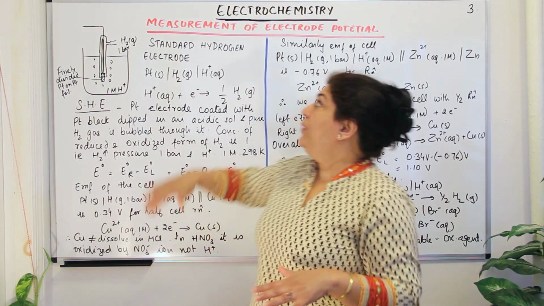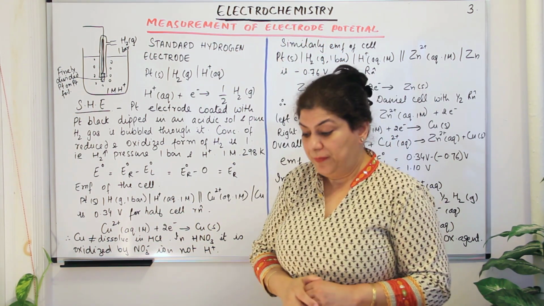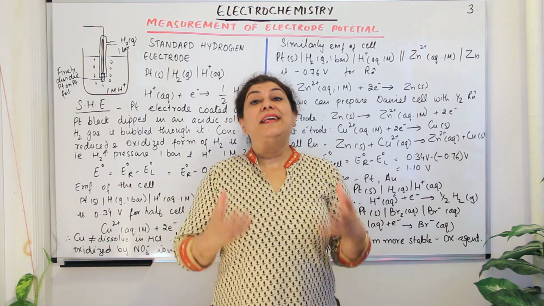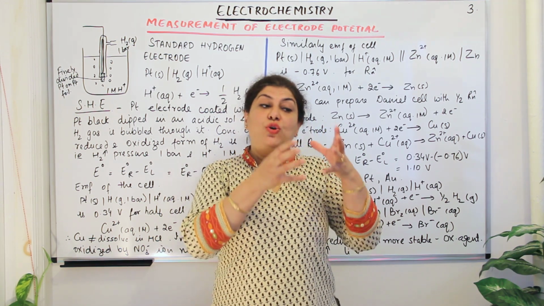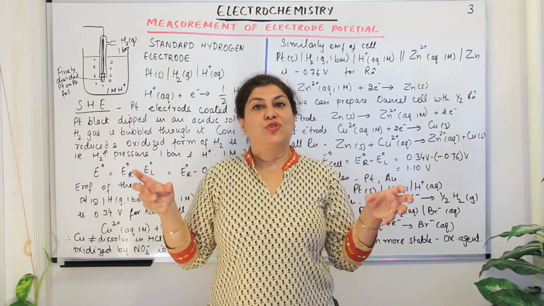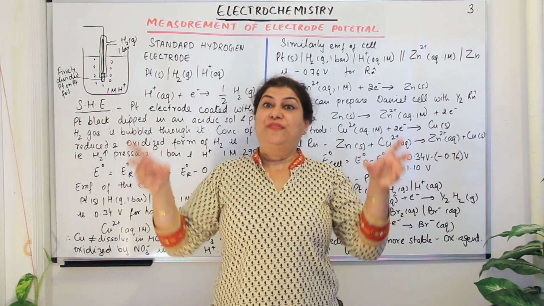Now, in this video, we are going to study how we measure the electrode potential. There is a problem with the measurement of electrode potential. You can never measure the electrode potential of one electrode. You always measure the potential difference between two electrodes. All you can measure is the difference in their energies.